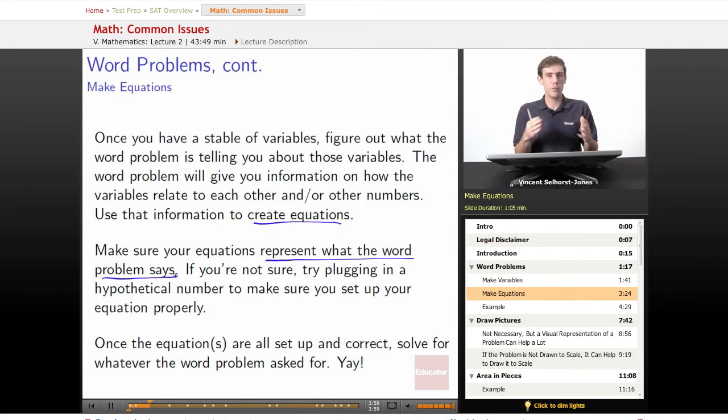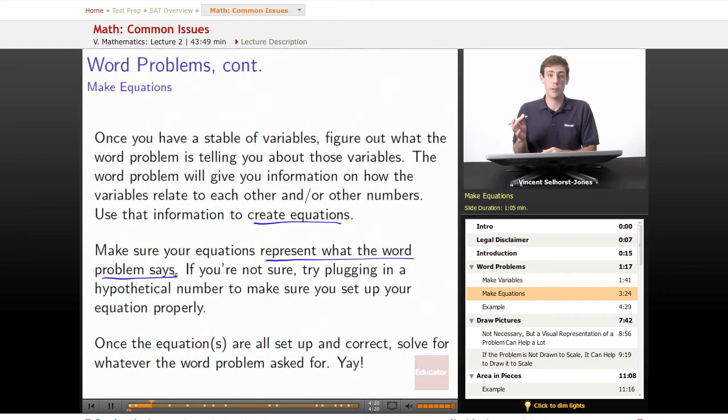And we'll explain that a little bit more when we do an example in just a moment. But plug in a hypothetical number to make sure you've got your equation set up properly. Plug in something and make sure that if you'd plugged it into the English, it would make the same output as if you'd plugged it into the math equation you just built. If they agree with each other, you're probably good to go. If they disagree, you need to figure out a new equation because it's wrong.